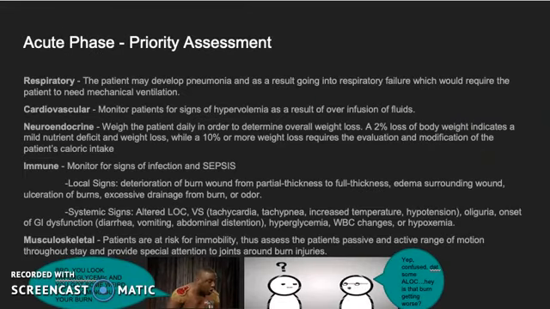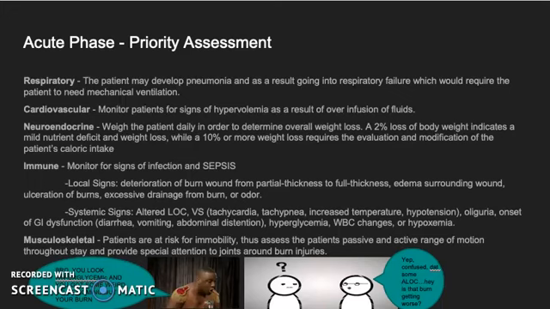For acute phase priority assessment, for respiratory, the patient may develop pneumonia as a result of going into respiratory failure, which would require the patient to need mechanical ventilation. For cardiovascular, you monitor the patient for signs of hypervolemia as a result of overinfusion of fluids. For neuroendocrine, you want to weigh the patient daily in order to determine overall weight loss. A 2% loss of body weight indicates a mild nutrient deficit and weight loss, while a 10% or more weight loss requires evaluation and modification of the patient's caloric intake. For immune, you want to monitor for signs of infection and sepsis.